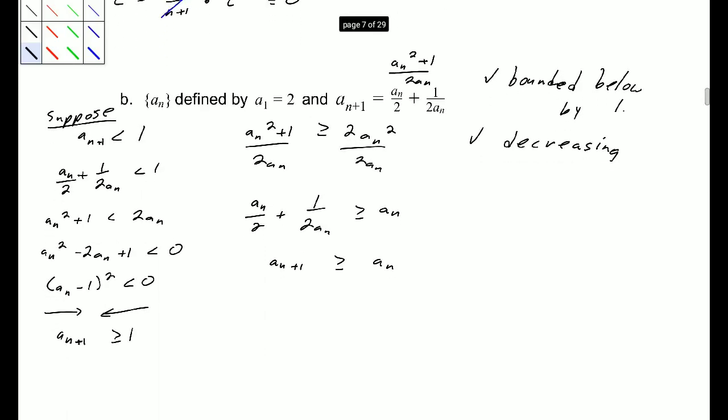Good. So now I know that it has a limit. So now I'm going to apply that idea from earlier. I'm going to take the limit of both sides, the limit of each of these. All right. Now the limit for those two is actually going to be equal. That's the idea. The limit of a_n is going to be the same as the limit of a_{n+1}. So that gives me L over 2 plus 1 over 2L is equal to L.